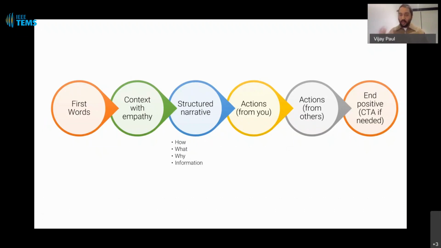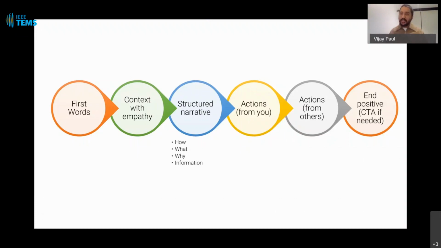Then it's about context with empathy. If it's a communication where you're giving some decisions or informing them of something, give them the context, but be very empathetic in how you're communicating. Understand them, connect to them in a human manner. Speak to them personally, like in a one-on-one manner.